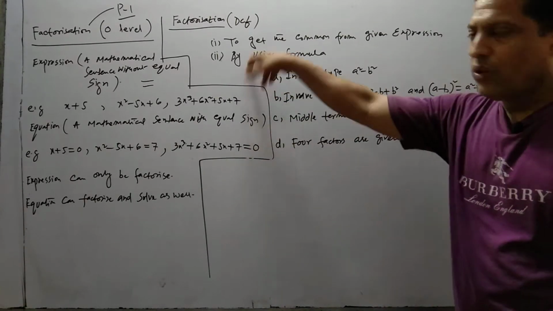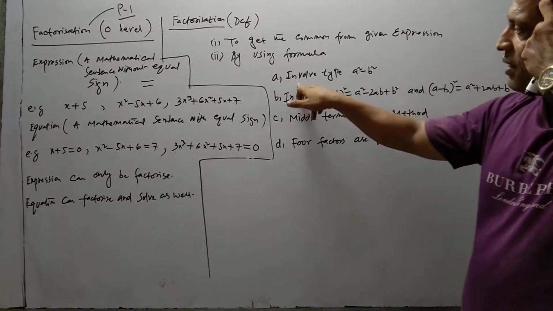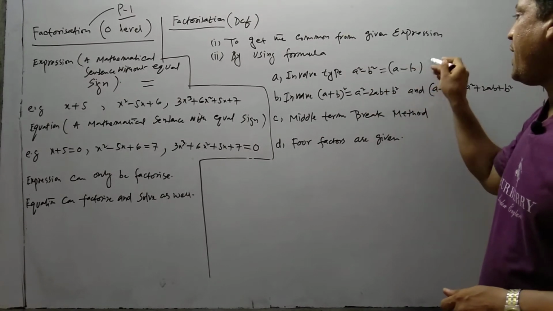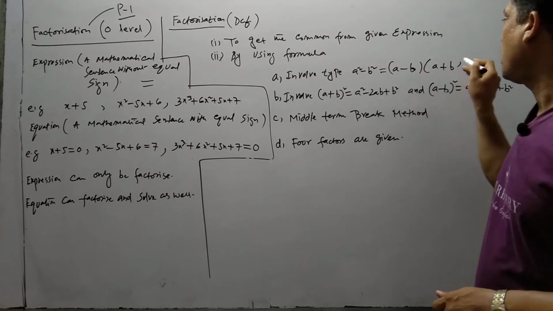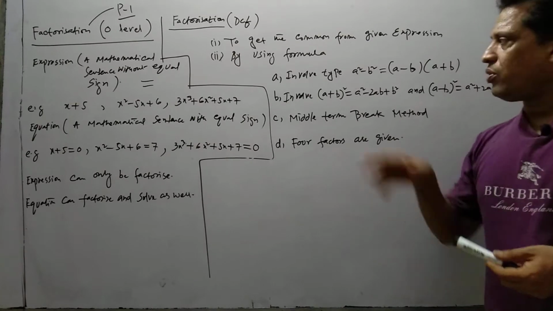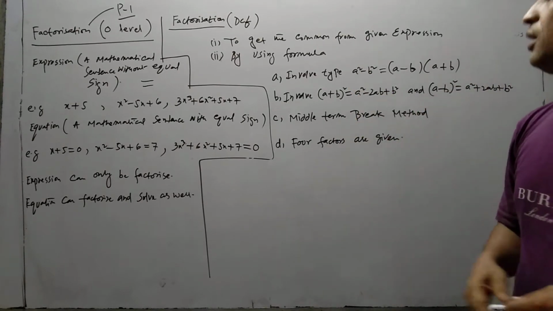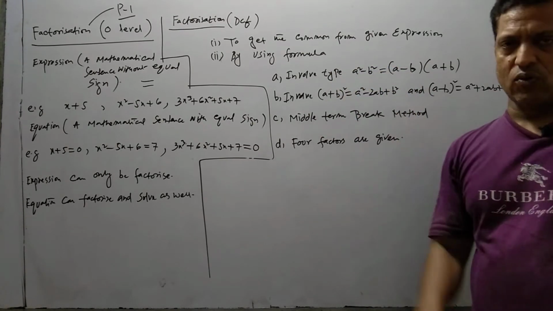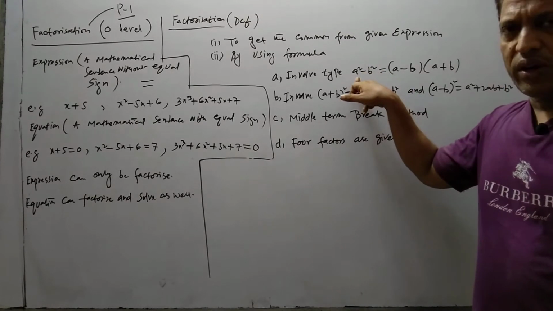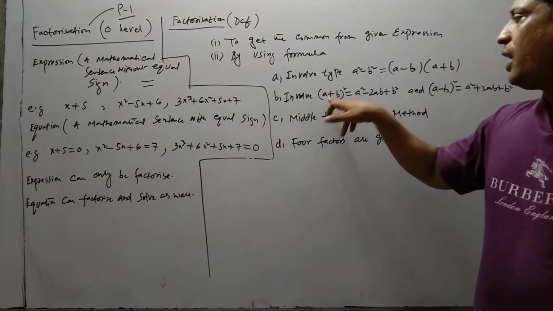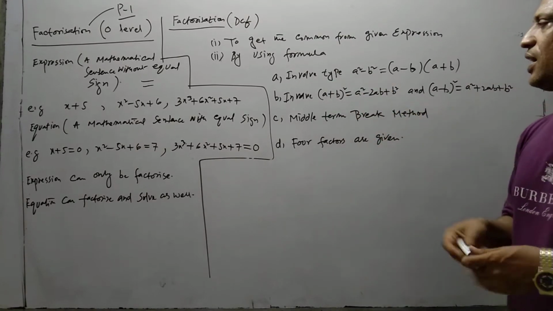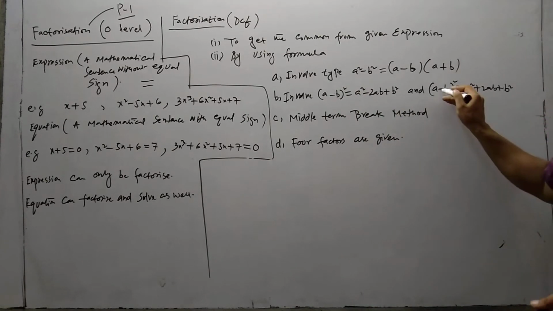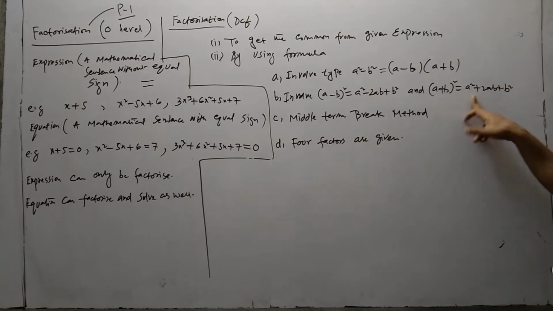How to use a formula? It involves, number one, the type a square minus b square is equal to a minus b and a plus b. How to use this formula? I will tell you later. It is not necessary that you always have a square minus b square form given. If this is not given, then it can involve a plus b whole square is equal to a square plus 2ab plus b square, or a minus b whole square is equal to a square minus 2ab plus b square.